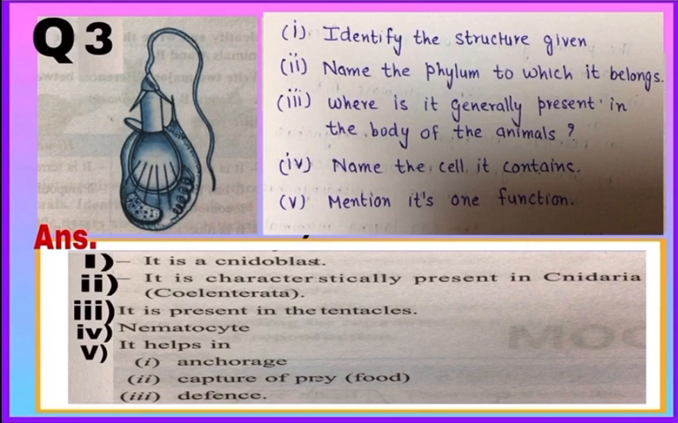Fourth part of the question. Name the cell it contains. The cell it contains is nematocyte. Fifth part of the question. Mention its one function. It helps in anchorage, capture of prey or food, and it helps in defense. So you can write any one out of these 3 functions.